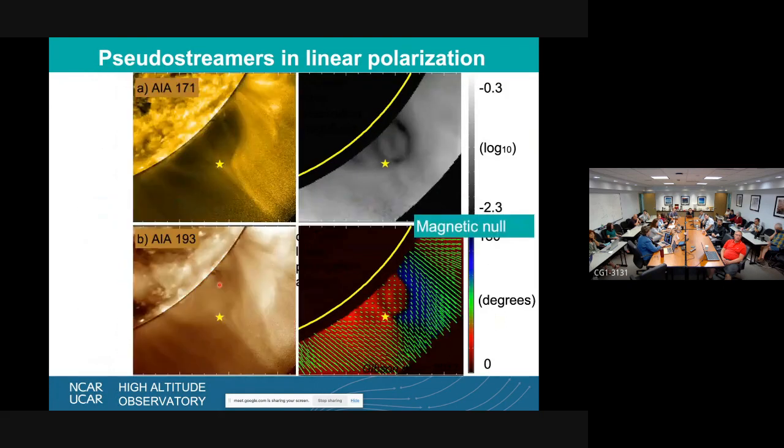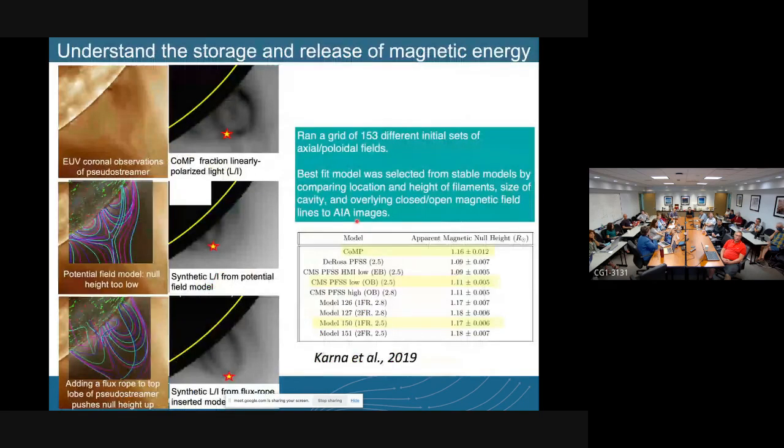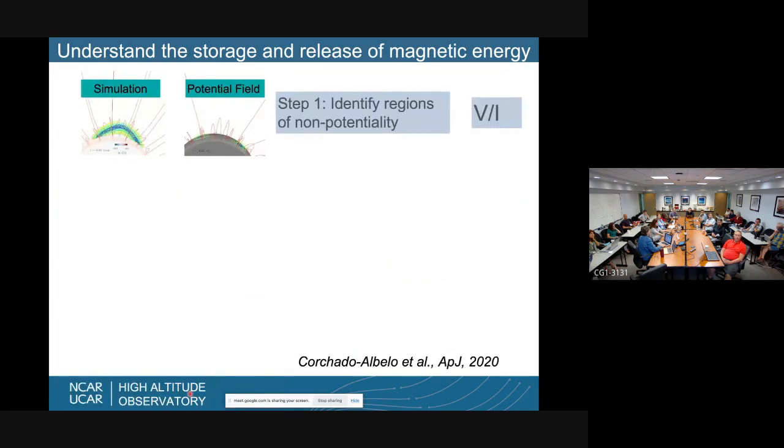And so by comparing what we observe here, this intersection of lobes, to what a potential field shows, we get a sense of how non-potential the region is. And so what Nishu did was put a flux rope in where that cavity was and push that null point up and match the actual observations, and got it to erupt, which it did. So she energized the corona enough that it erupts. Okay, so that's basically it.